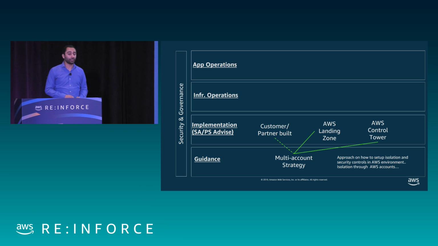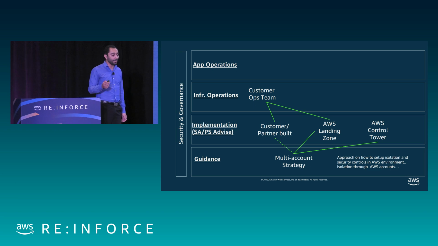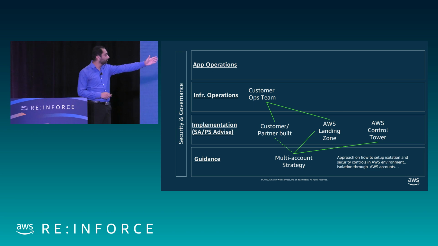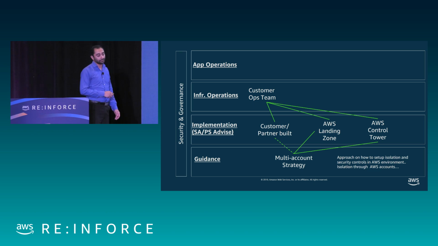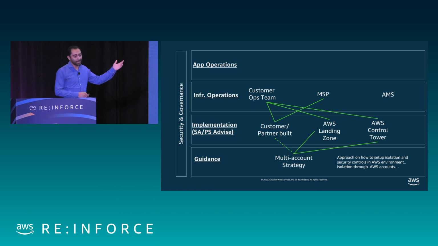Then you want to think about your infrastructure. How do I operate it? Could be your operations team, it could be a managed services provider, and they manage any of those things. If you've got a managed services provider, they're probably managing their own custom-built partner landing zone on your behalf and allowing you to make use of it. Or you can use AMS, which is an Amazon managed service that takes care of infrastructure operations.